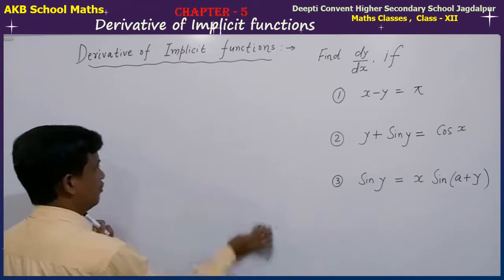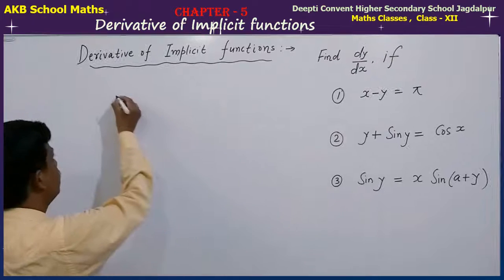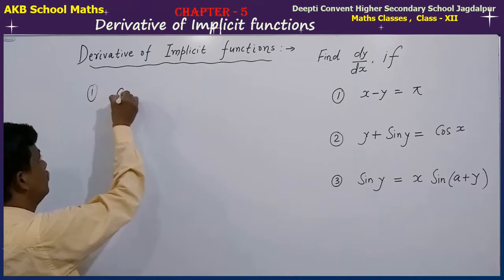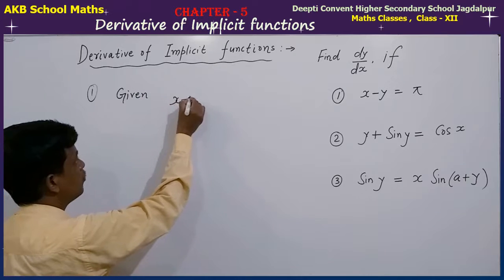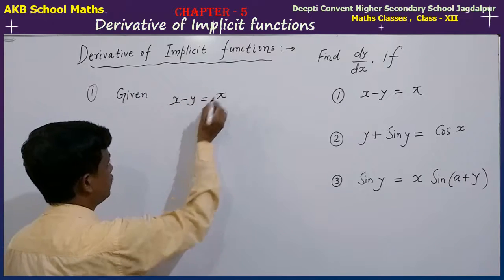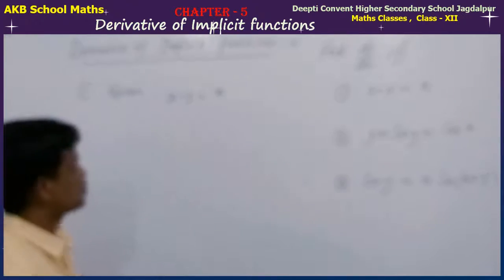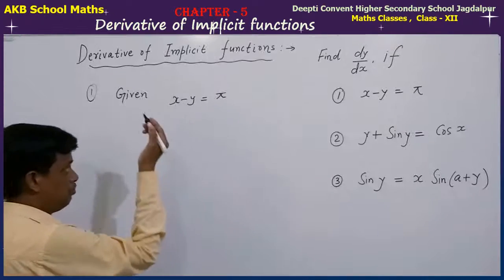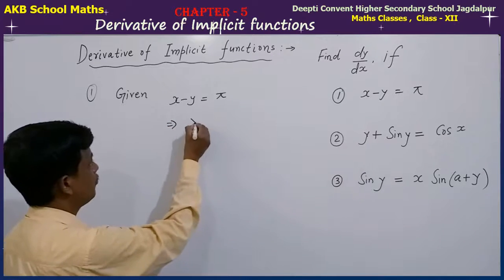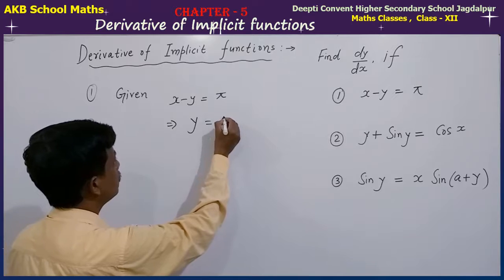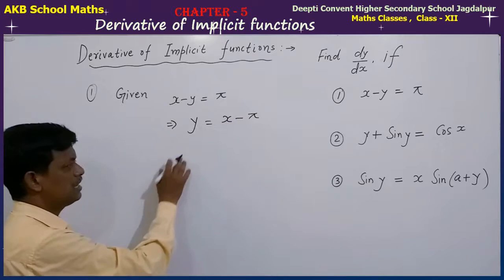Very simple questions. Here for the solution of 1, we are given x minus y equals pi, and we have to find the value of dy by dx. So here you can find the value of y equals x minus pi. The y is a function of x, explicit form.